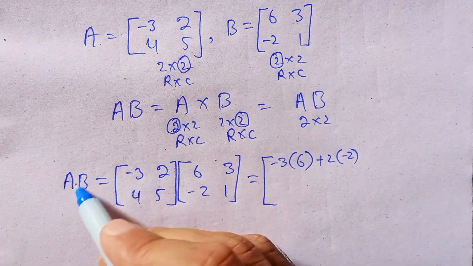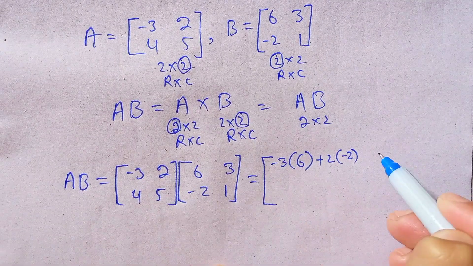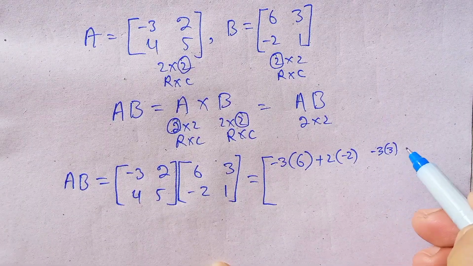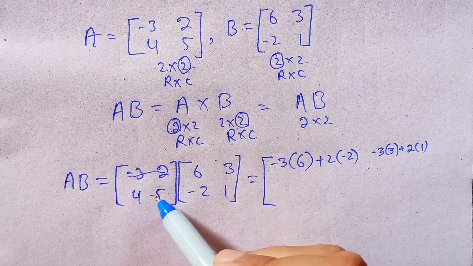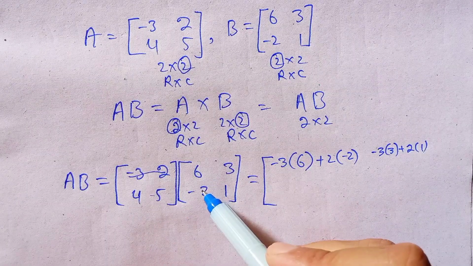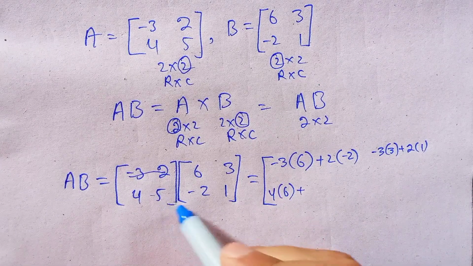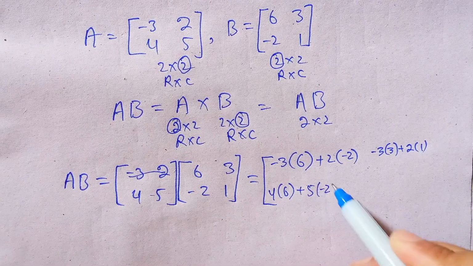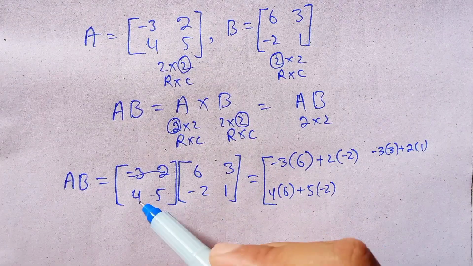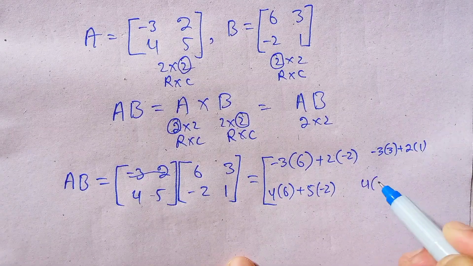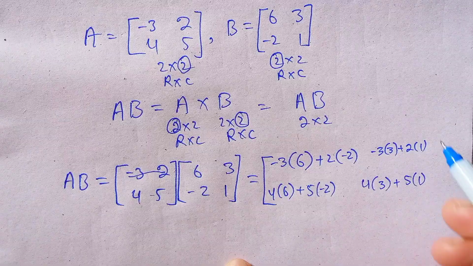Now multiply the first row of matrix A with the second column of matrix B. So -3 times 3, plus 2 times 1. We are going to multiply the second row of matrix A with the first column of matrix B. So 4 times 6, plus 5 times -2. Now multiply the second row of matrix A with the second column of matrix B. So 4 times 3, plus 5 times 1.